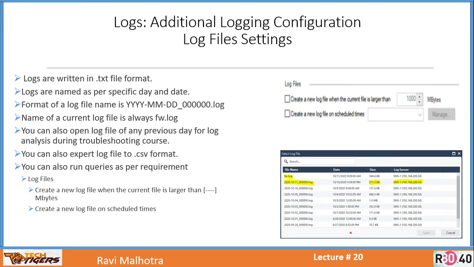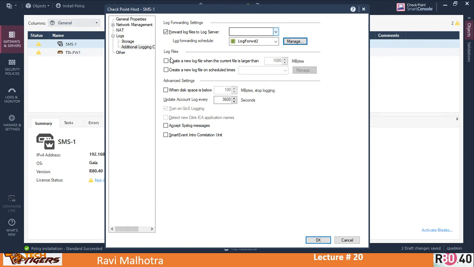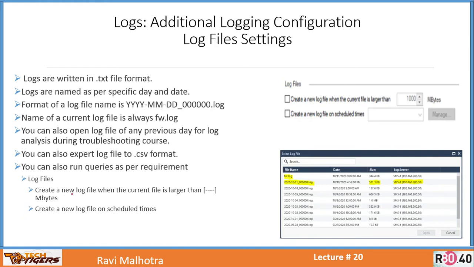Additional logging configuration, log file settings. So this is the log file section here, as per my cursor. Log file says to create a new log file when the current log file is larger than a given size. Assume that you only want to maintain a log file of only 100 MB. Let's say you do not want to create a log file larger than 100 megabytes, or maybe larger than 500 MB. Then you can maintain that uniqueness of log files. Or you can also say that every day at 23:59, a new log file should be created immediately for the next day.